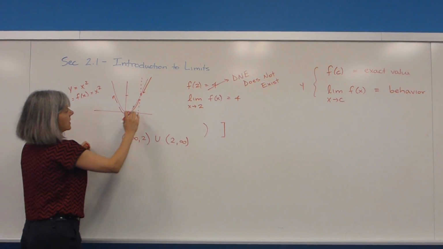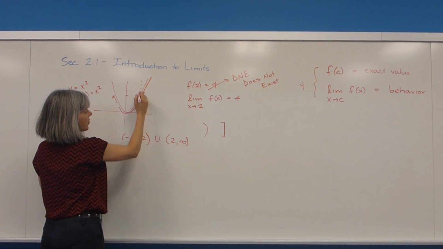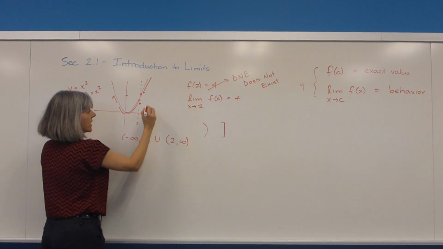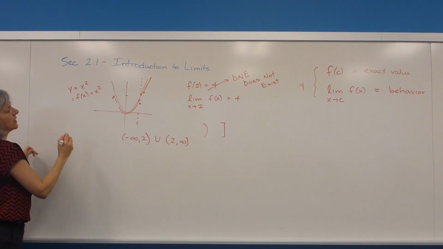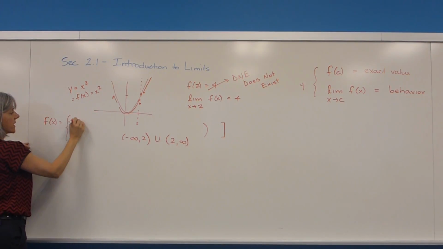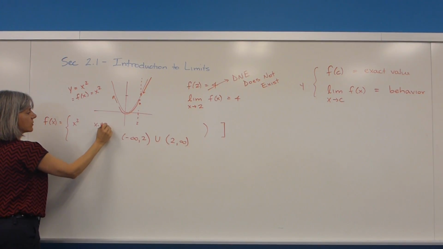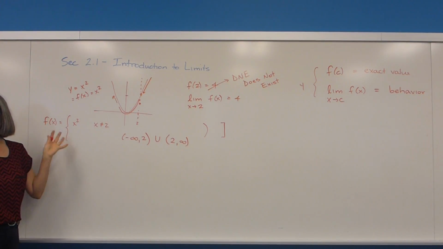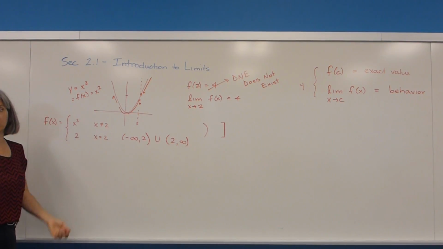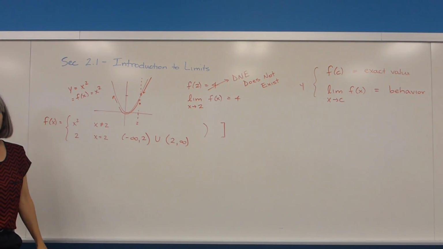What if I do this? What if this point at 2, what if I really define it to be right here? This is a piecewise function, so I would write it this way. I'd say that this is equal to x squared as long as x is not equal to 2. So it looks like x squared everywhere. But when x is equal to 2, I'm going to just say it's 2. I just picked it out of the air.